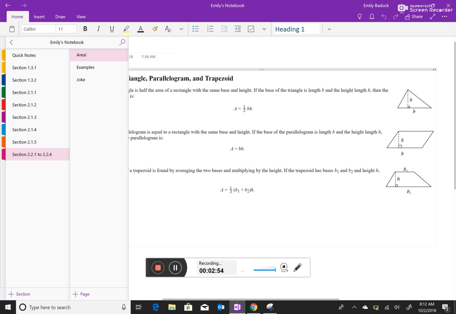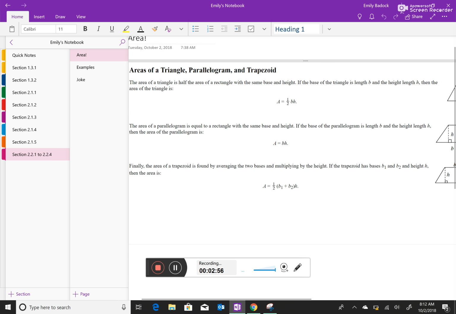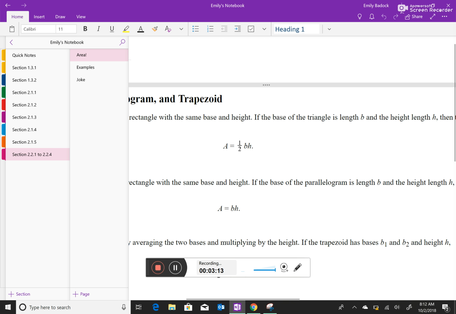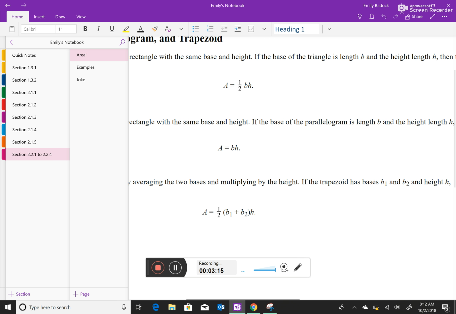Alrighty, let's go ahead and fill in these area formulas. For a triangle, we should hopefully all know that by now, it is 1/2 base times height. So 1/2 or 0.5 times base times height. Some people also like to say base times height divided by 2. It's all the same thing. So that is the area of the triangle.